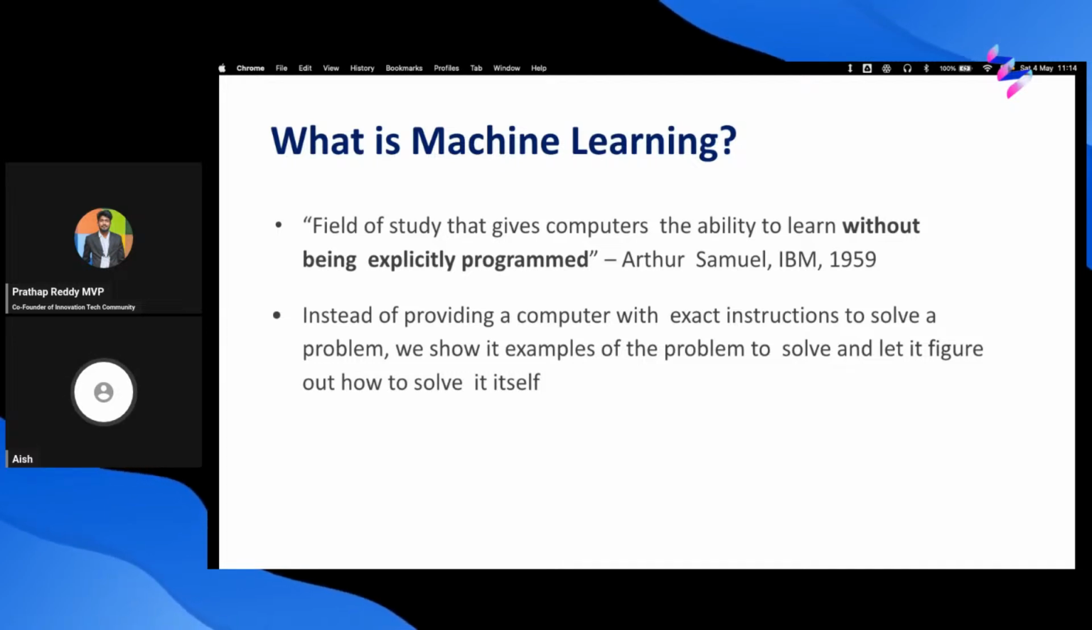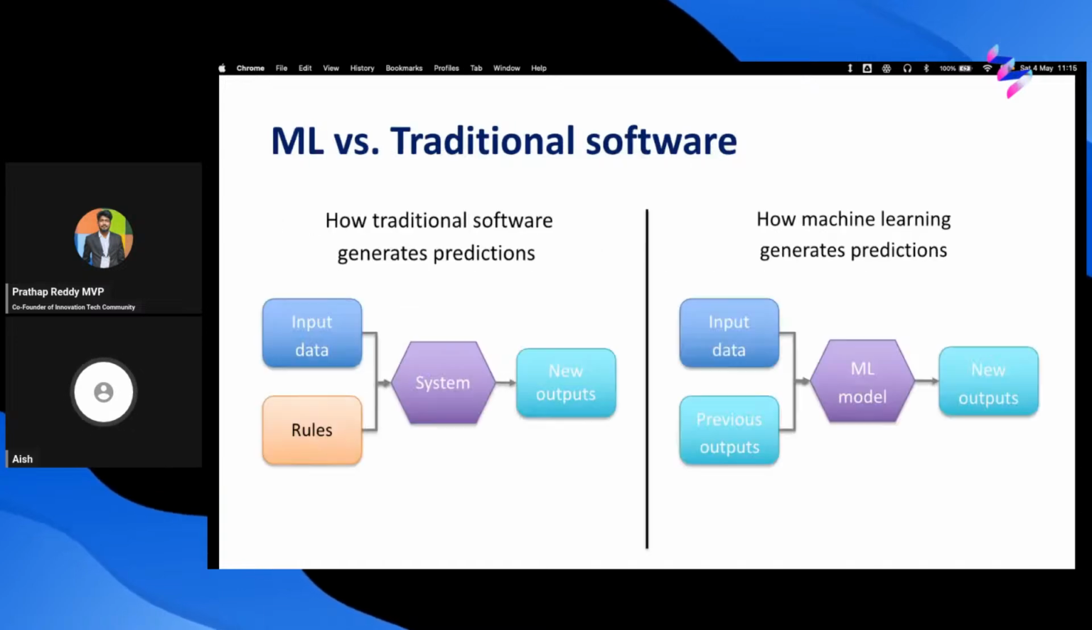But when it comes to machine learning, you don't tell the computer how to do things. You just show it, hey, if this is the question, this is the answer, and you show it 1000 questions with their 1000 answers, and then the machine understands it on its own. You don't need to explicitly program it. So you don't need to provide exact instructions to solve a particular problem; you can just show examples of that problem and it will figure out on its own how to solve it.